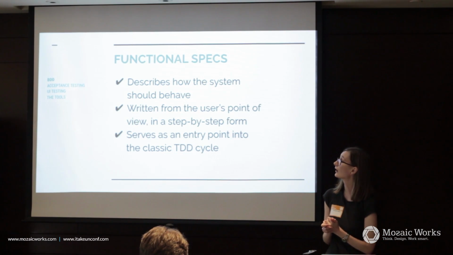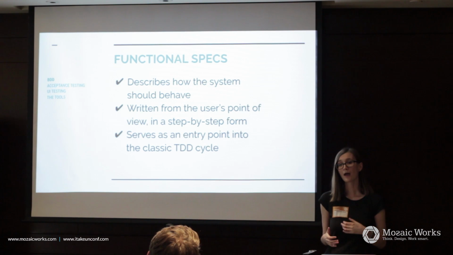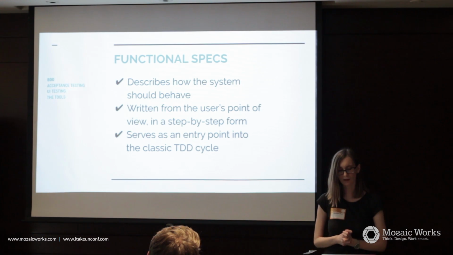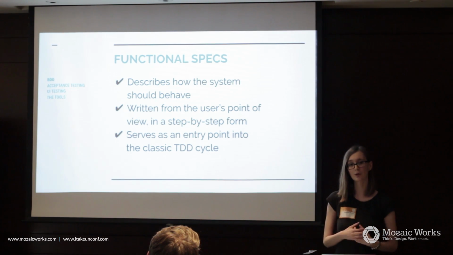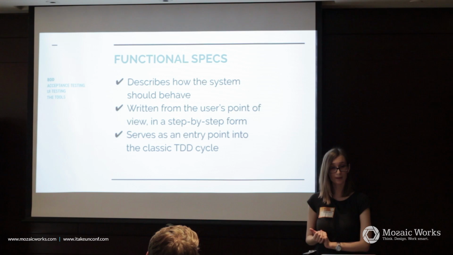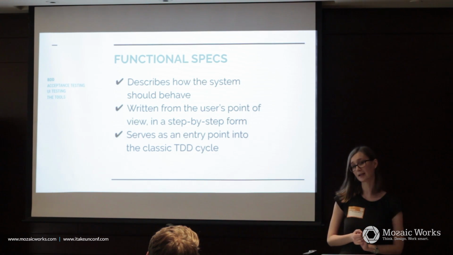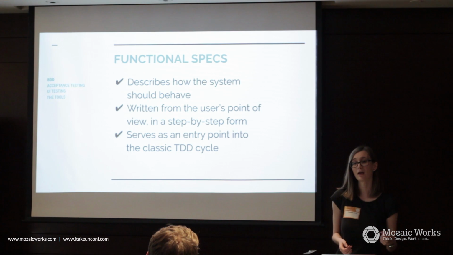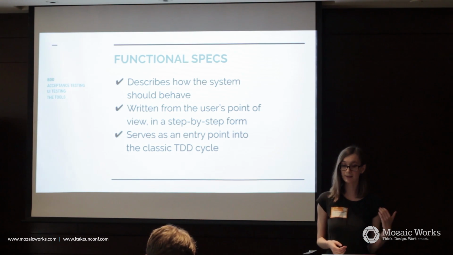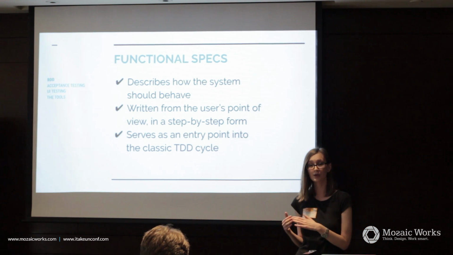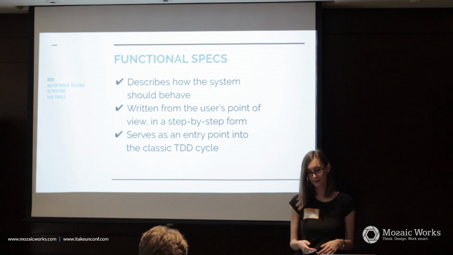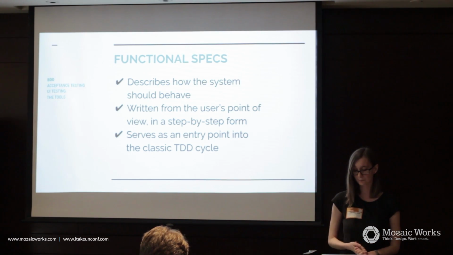Functional specifications are something that describe the system. They're written from the user's point of view in a step-by-step form. And to give an example, if you know the structure given-when-then, this is what I'm talking about. And for developers, they serve as an entry point to the classic TDD style. What happens is that you write a failing acceptance test, you write a failing unit test to implement that. You write just enough production code to make the unit test pass, and then you write more unit tests until your acceptance criteria is met.